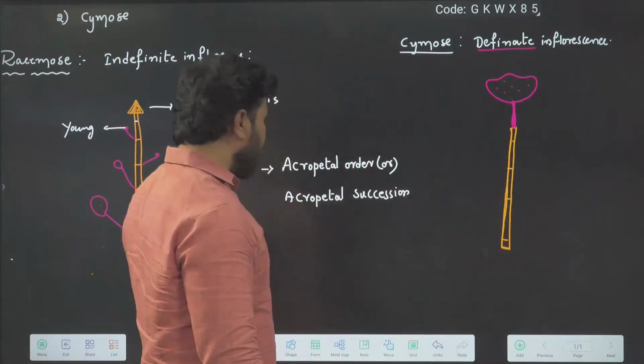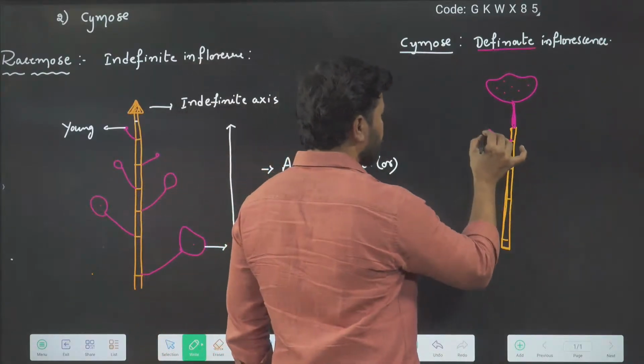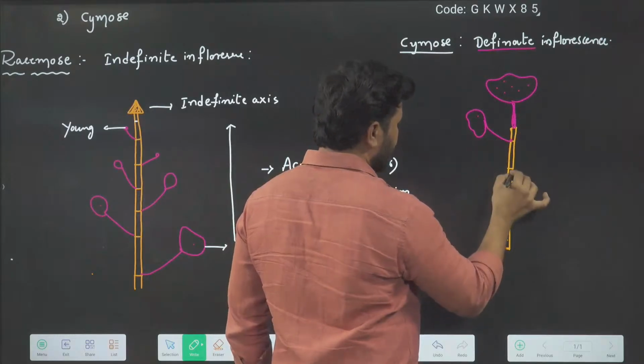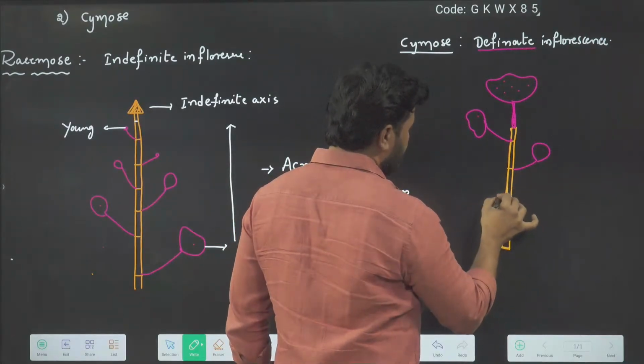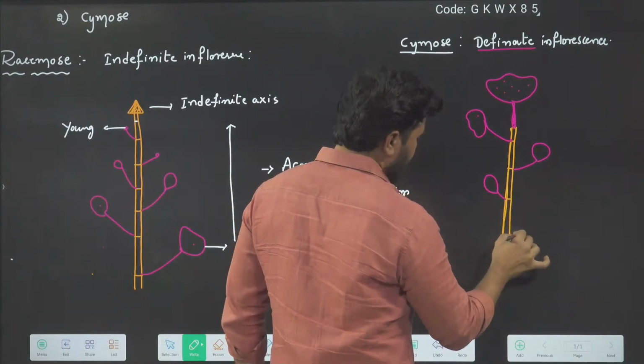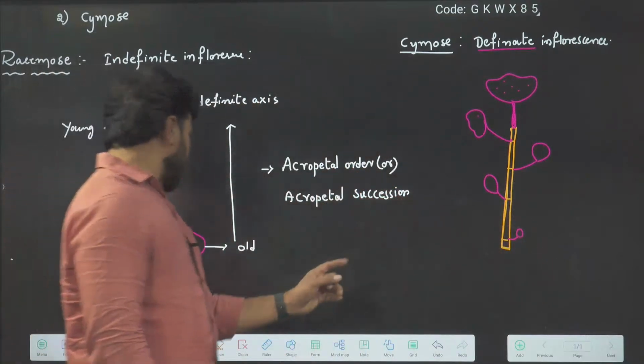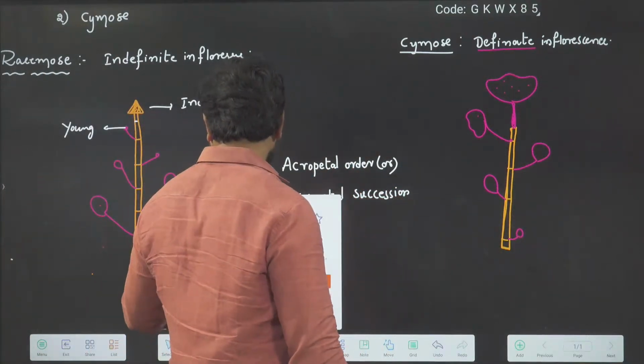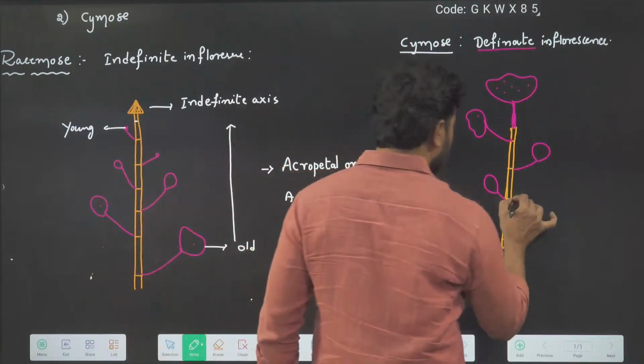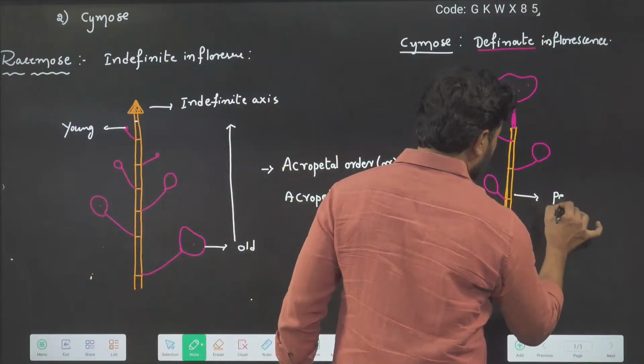So this is the first flower, next one second flower, third flower, fourth flower, and the youngest one. Check it, this one. The peduncle has the flowers like this. This is the peduncle.